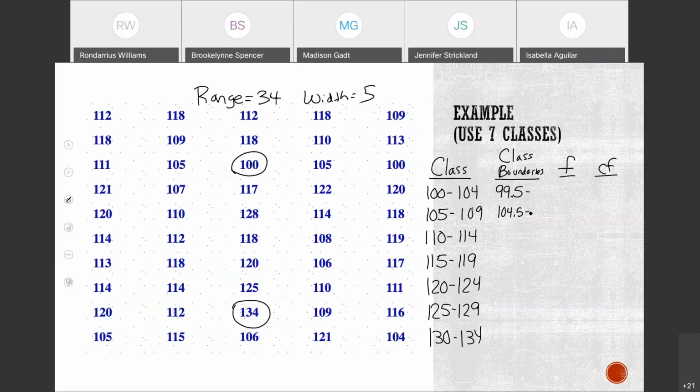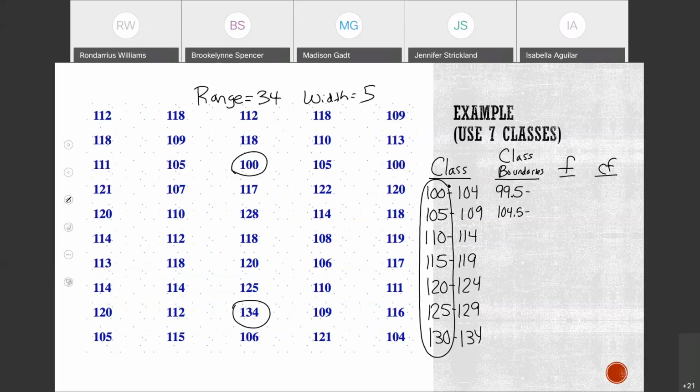Wait, I'm confused now. Why did you go down by that? Well, I figured it might be easier for us all to do all the ones that are a little bit smaller first, and then we'll go back and work on the other ones. So we want to go a little bit less than those first numbers. Okay, so what's a little bit less than 110?